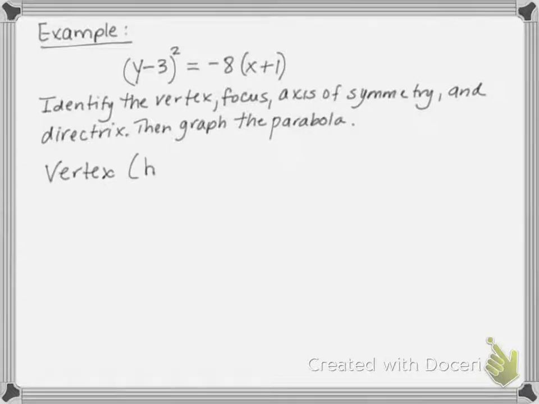Remember, the vertex is just (h, k). All right, so you have y minus 3, so the k would be 3, and the x would be negative 1. So it's the opposite of h, k. So this is k, and this is h here. So it'd be (-1, 3). That's the first thing to do.